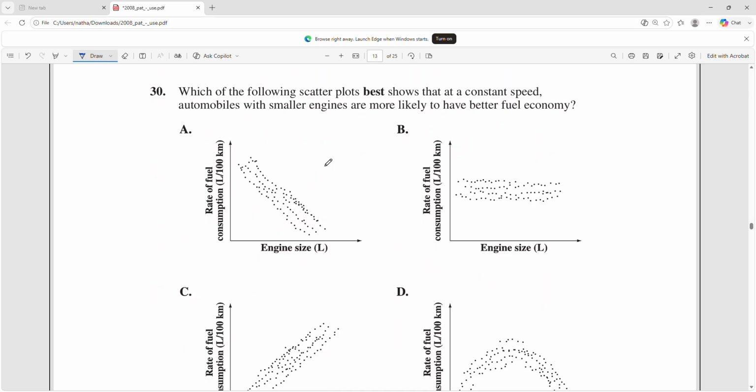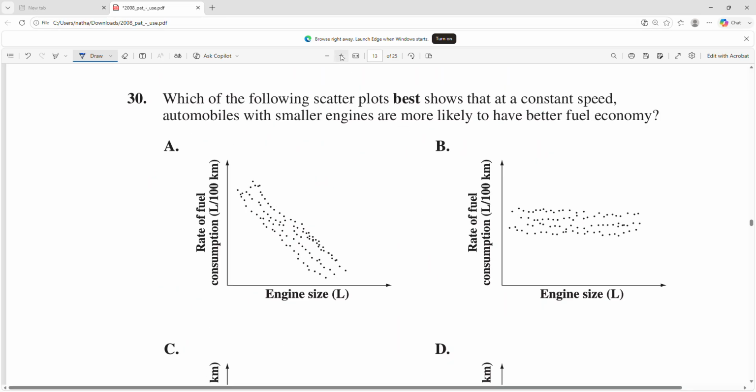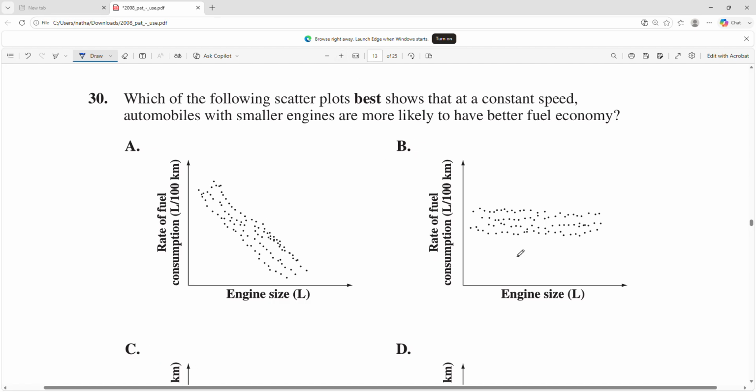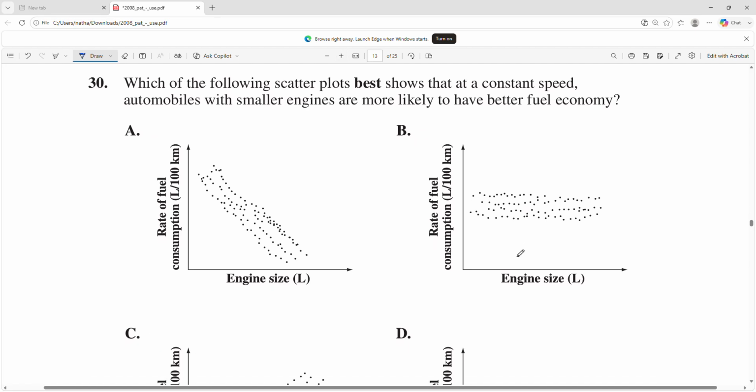Okay, so next question. Let's make it a little bigger. Which of the following scatter plots best shows that at a constant speed, automobiles with smaller engines are more likely to have better fuel economy? Okay, so this is like reading a linear graph. These scatter plots just take points of data and they help to show a trend.